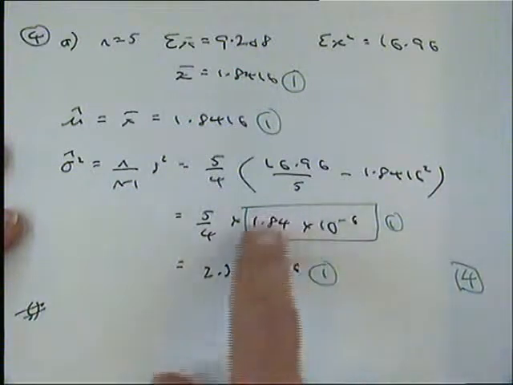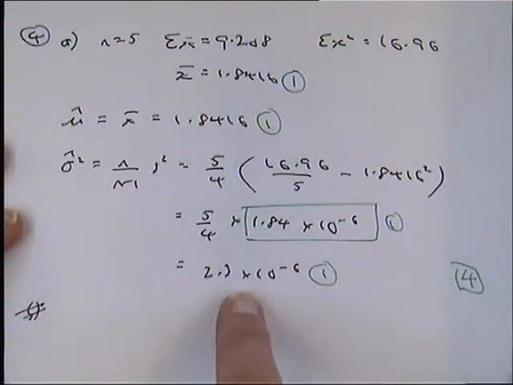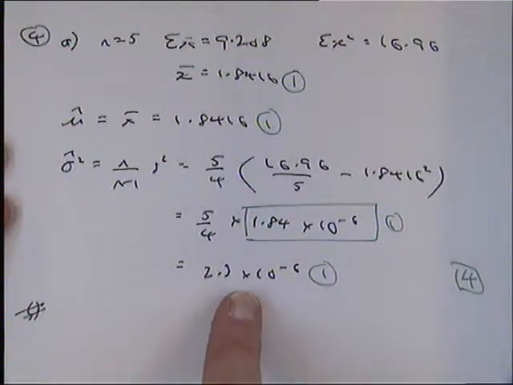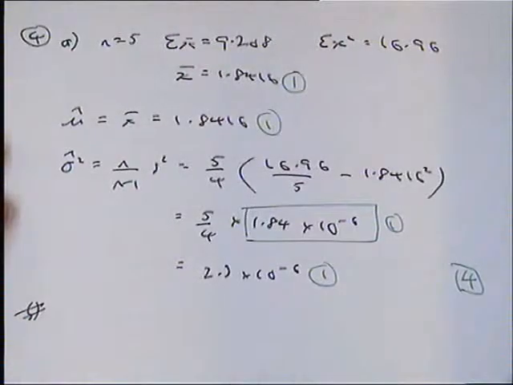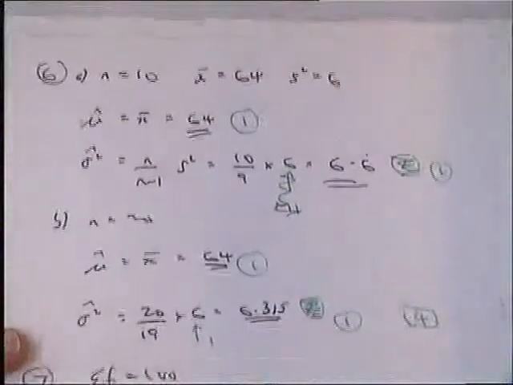I gave this mark here for the sample variance. This mark here is for the unbiased estimator for the variance. If you've got this mark, you automatically get that mark there. In fact, if you get that mark, you've automatically got all 4 marks, because I can't see how you could get part A without getting part B. So 4 marks there for that question. Any questions, queries? Moving on, question 6 is here.